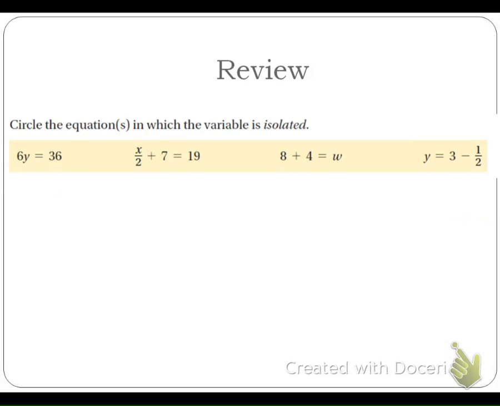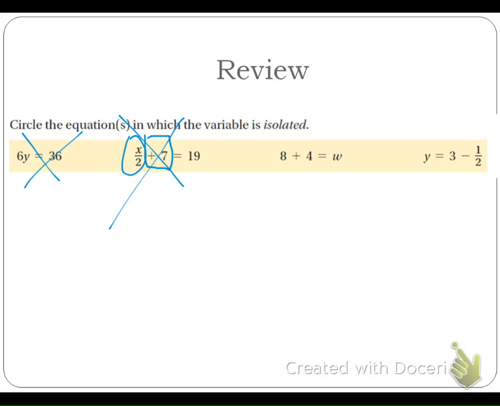Look below at the equations. Which ones are isolated? In the first example, 6y equals 36, there is a coefficient of 6 beside the y, so this equation is not isolated. In the next equation, you have x over 2 plus 7 equals 19. You can see that there is a constant on the same side of the equation as x, and there's also a coefficient of 2, so this equation is not isolated.